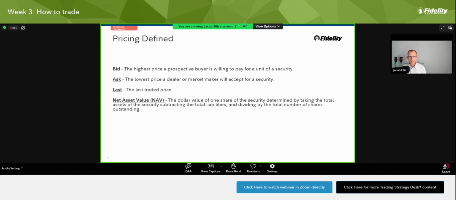The bid is the highest price that a prospective buyer will pay for a security, and the ask is the lowest price at which a seller will be willing to sell their shares. When it says the last price there, it's saying who is the last trade and what did that occur at?